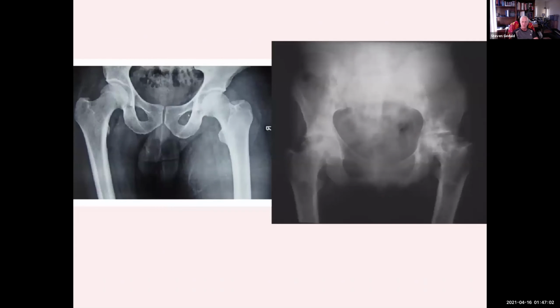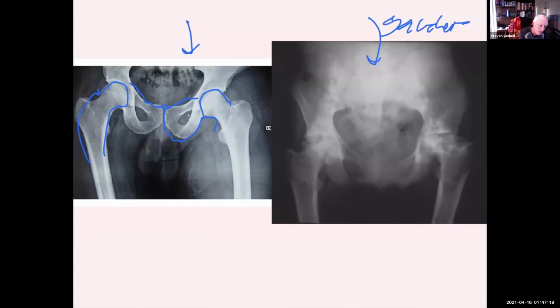Here's a perfect picture of it. The one on the left is typical bone. This is normally what you'd see. You see the hips, you see how they come in, you see the pubic symphysis, you see good bone density, good support, you see the femurs coming down. This is Gaucher's disease. Look at the difference.